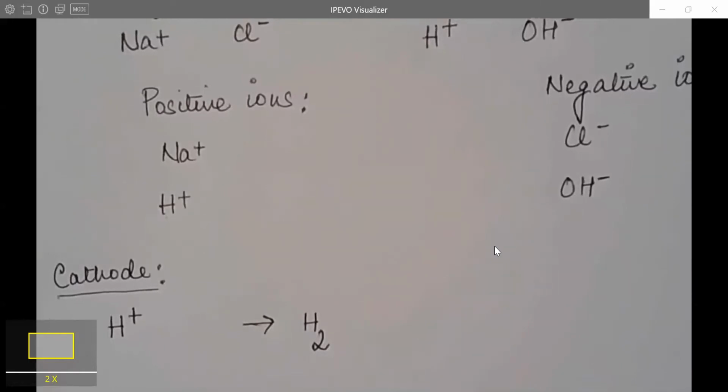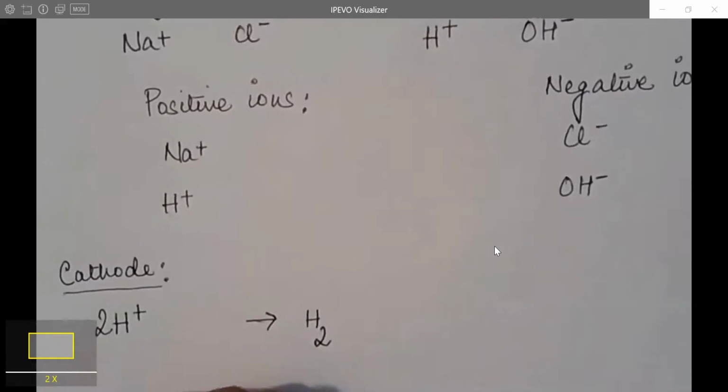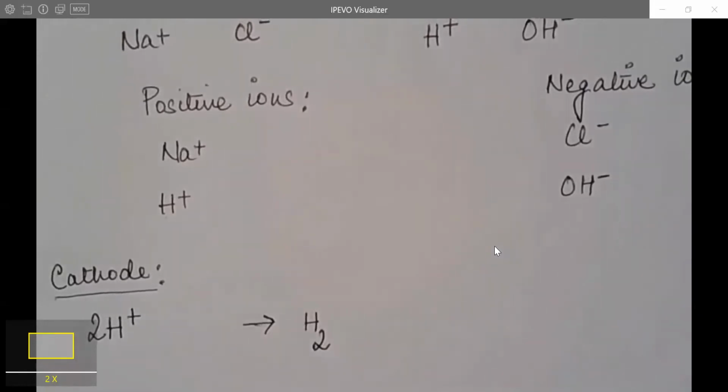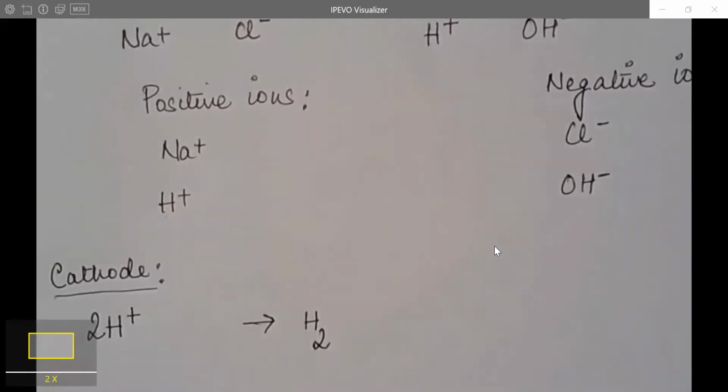all chemical equations must follow the law of conservation of mass, which states that the total mass before and after the reaction should be the same. So what we do is we write a 2 in front of the hydrogen ions to make the number of hydrogen atoms 2 on both sides of the equation.